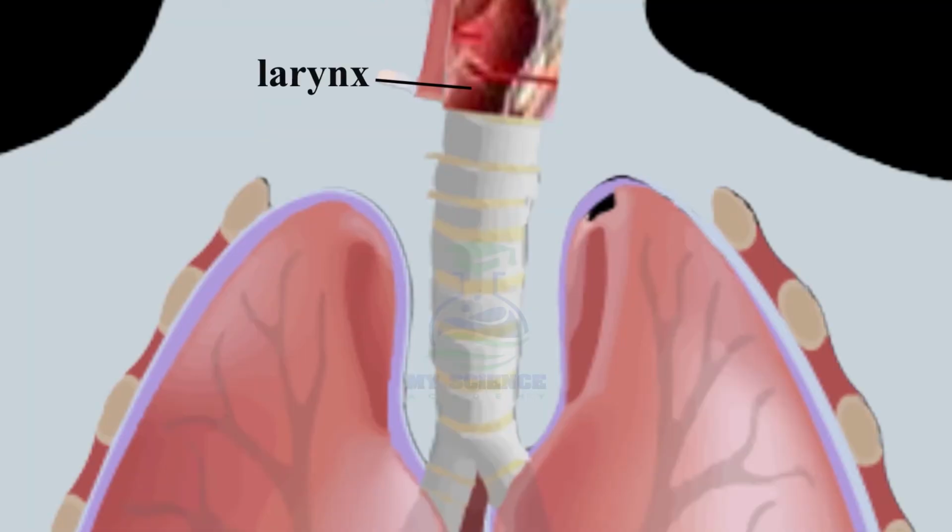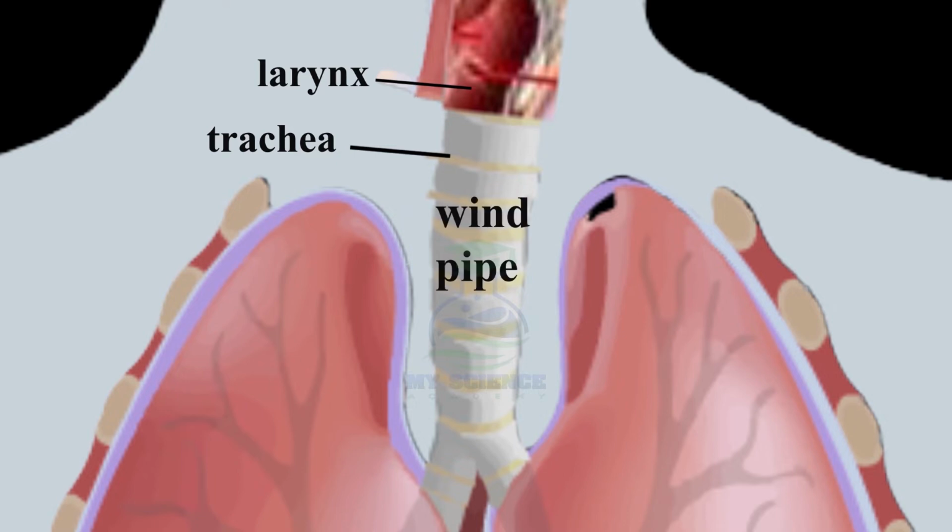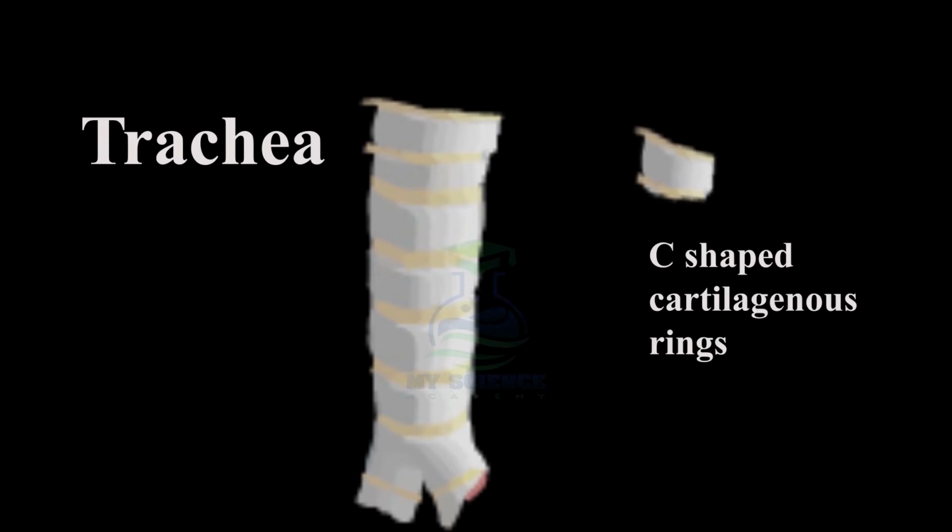From larynx, air enters into the trachea, that is also called windpipe. The trachea is made up of C-shaped cartilaginous rings. These cartilages keep the trachea from collapsing even when there is no air in the trachea. It is present in front of the esophagus and it is about 12 cm long.